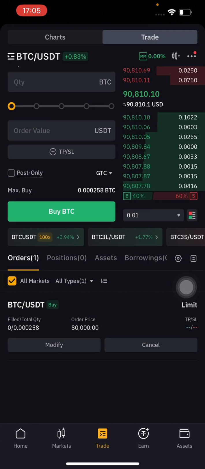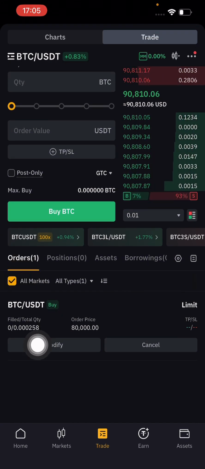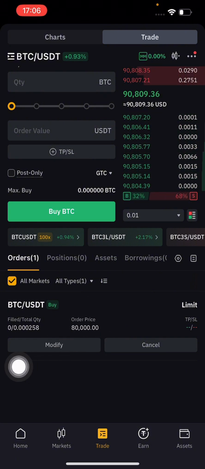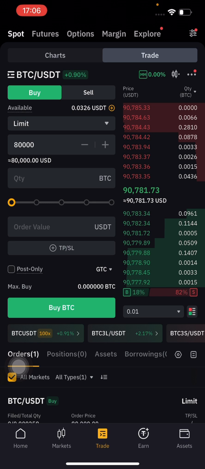Now, when you scroll down here, you're going to see orders. You have one order. This is the order that I just put now. So if the price of Bitcoin drops down to 80,000, that's when this particular trade is going to be executed. That's when my BTC is going to be purchased. Okay, guys. So that's that with the limit order.